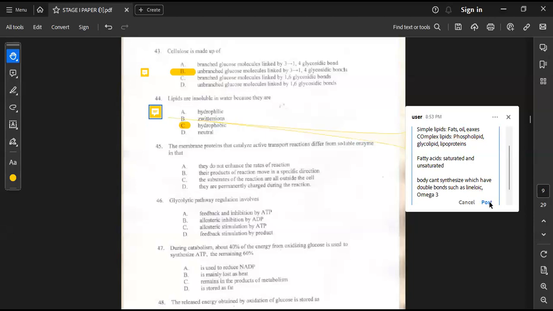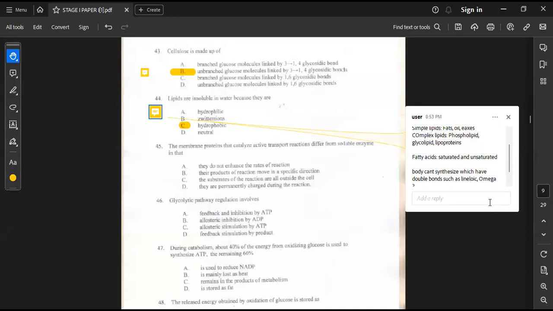Okay, moving on. The membrane proteins that catalyze active transport reactions differ from soluble enzymes in that: A, they do not enhance the rate of reaction; B, their products of reaction move in a specific direction; C, the substrates of the reaction are all outside the cell; or D, they are permanently charged during the reaction.